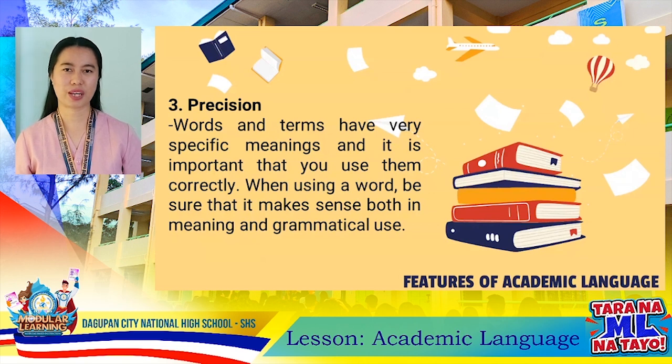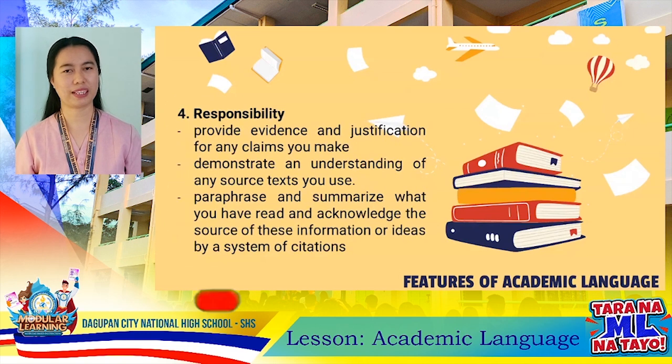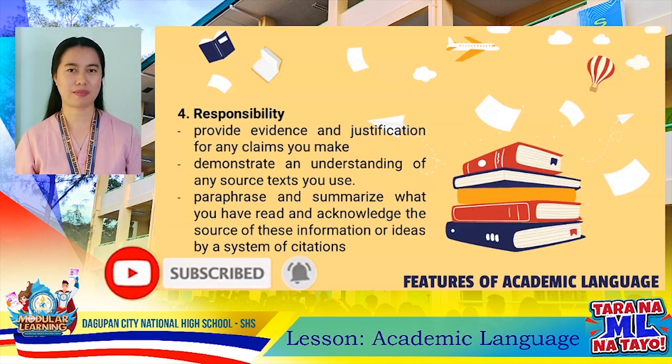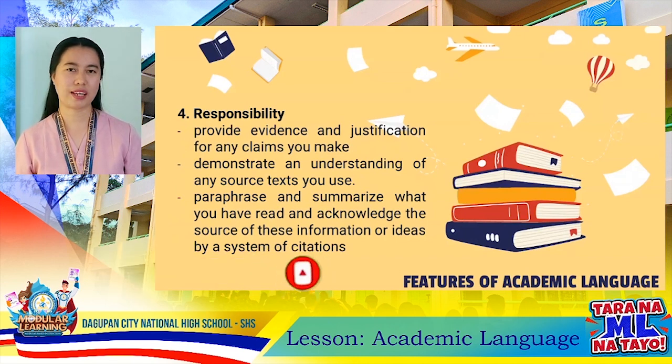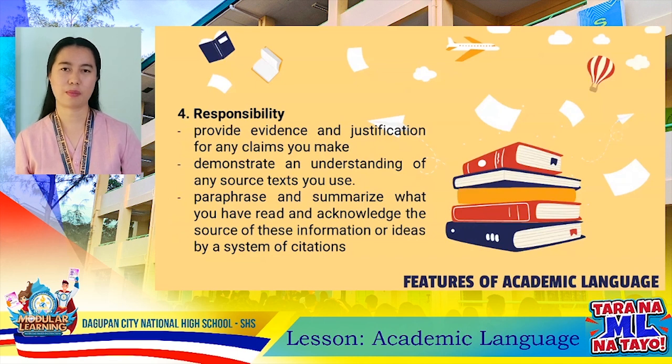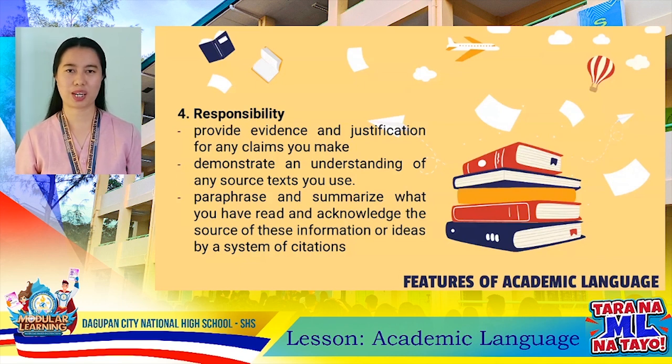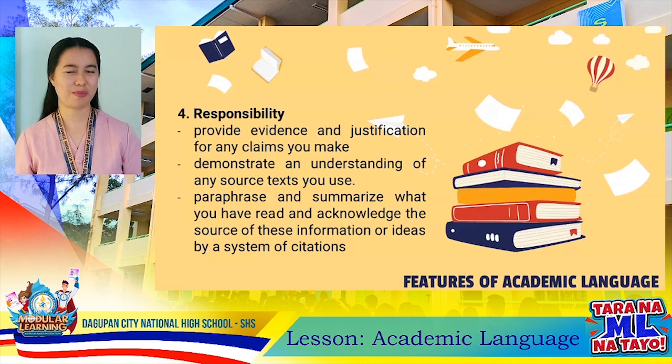The fourth feature of academic language is responsibility. Provide evidence and justification for any claims you make. Demonstrate an understanding of any source text you use. Paraphrase and summarize what you have read, and acknowledge the source of this information by a system of citation, like APA and Chicago. Back up your claims with evidences and research. You can do this by reading a lot of literatures and information about your topic in writing. Do not just copy and paste from the internet.